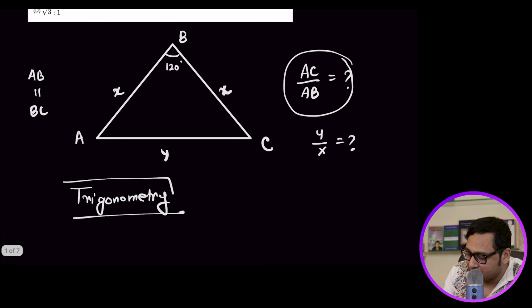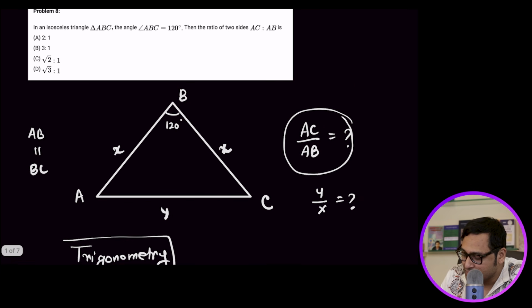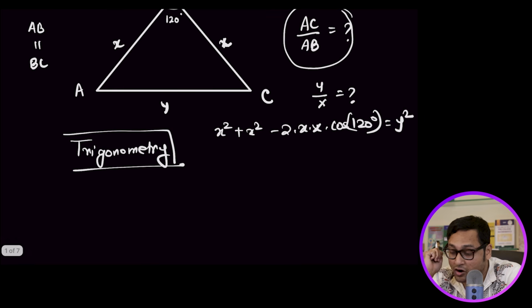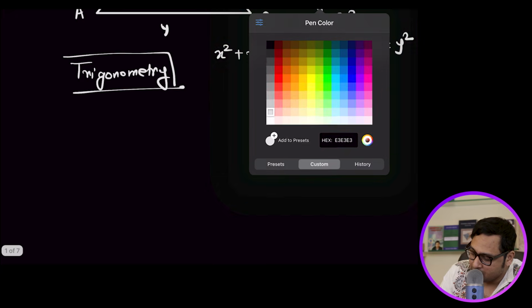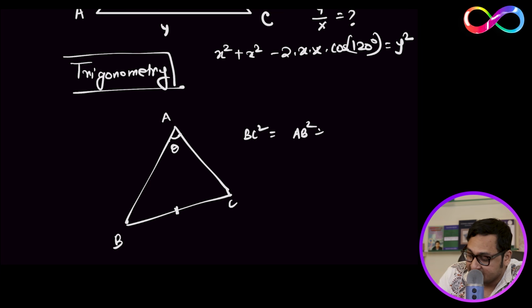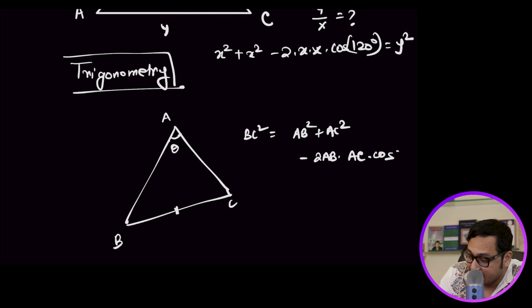You would be indirectly using trigonometry because you would be using sort of the deduction of the cosine rule. So what is trigonometry saying? It's saying that you can use the cosine rule here. It is x square plus x square minus 2 times x into x times cosine of 120 degree is y square. That is the cosine rule's formula. If you are a little bit rusty with the formula, let me remind you that if ABC is a triangle and if this angle is theta, then BC square, that is this side square, is equal to AB square plus AC square minus twice AB times AC times cosine of the angle in between.